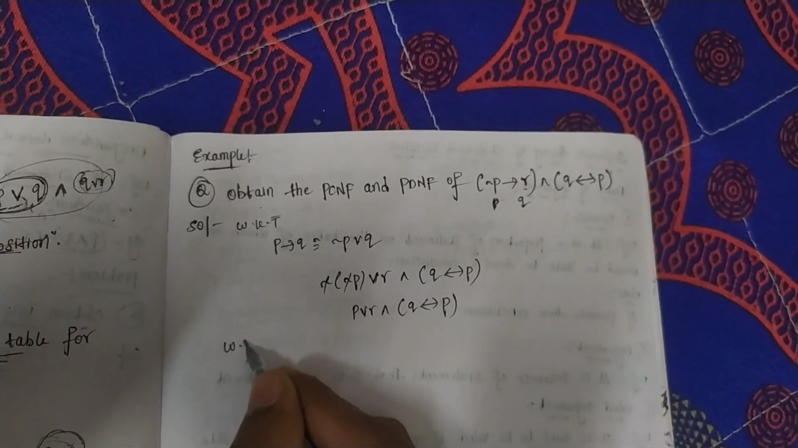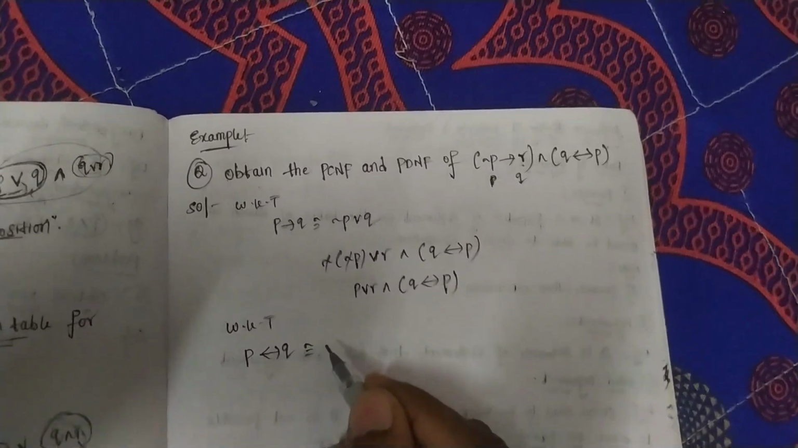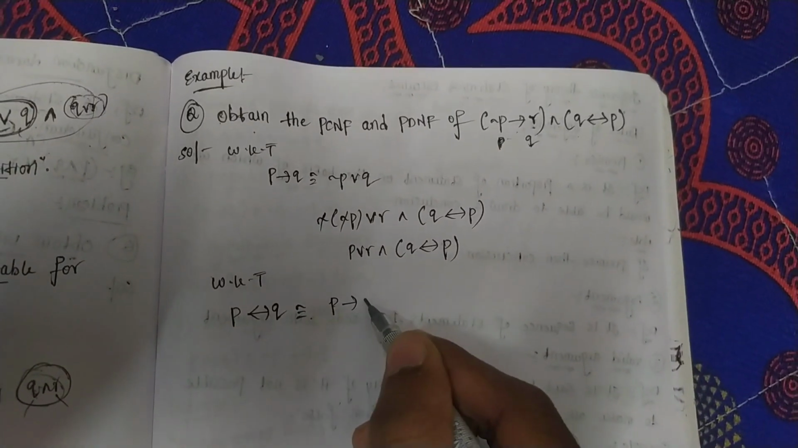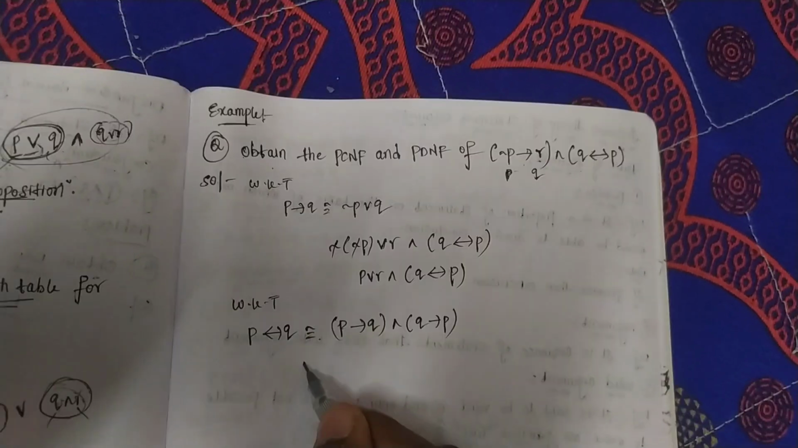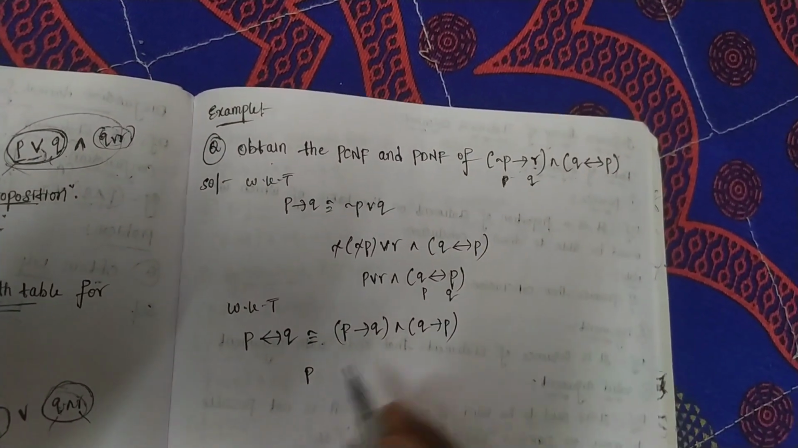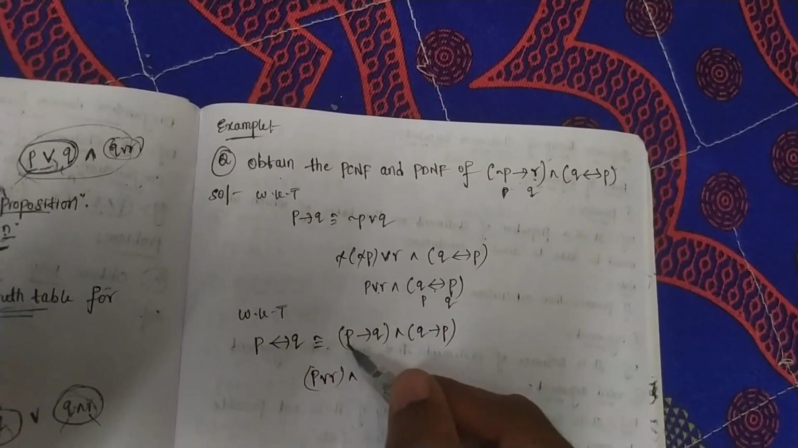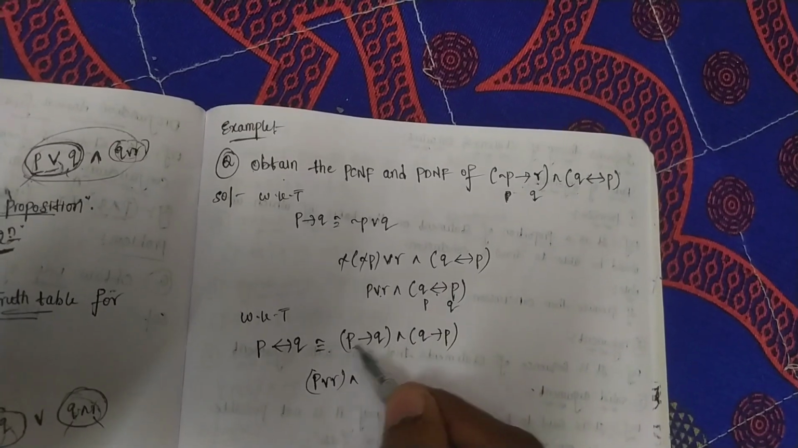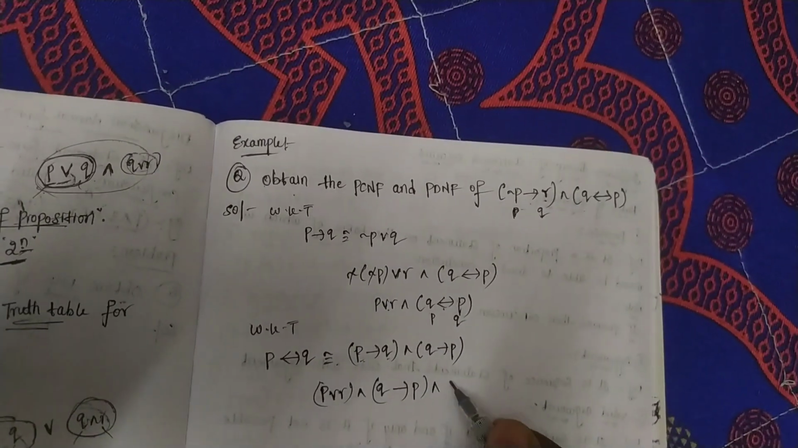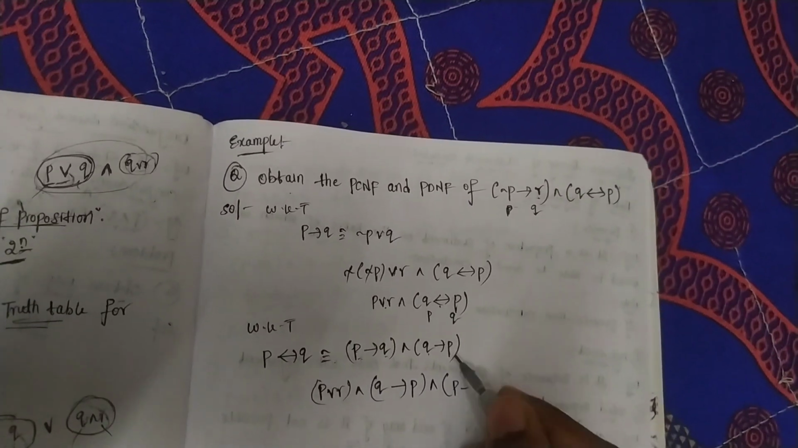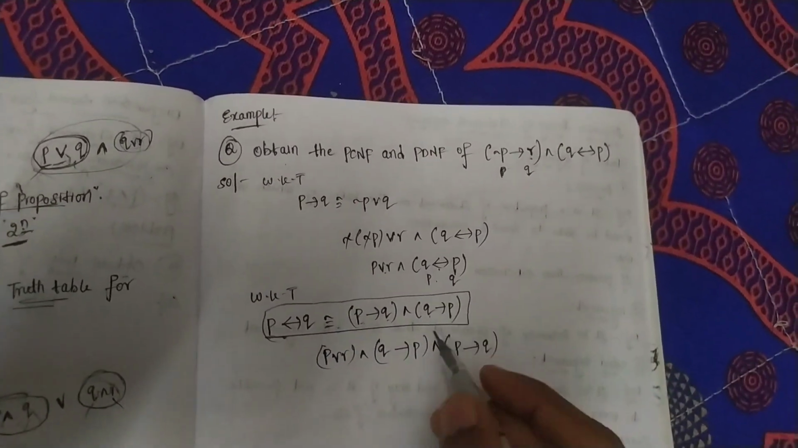We also know that P double implies Q is equivalent to P implication Q and Q implication P. So take it as P and it is Q. Here write this one, P or R, and apply the double implication formula. In the place of P we have Q implies P, and in the place of Q we have P implies Q. So by using this formula and applying it to this, we get like this.